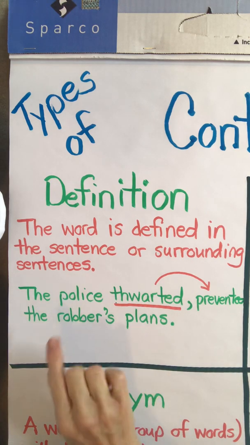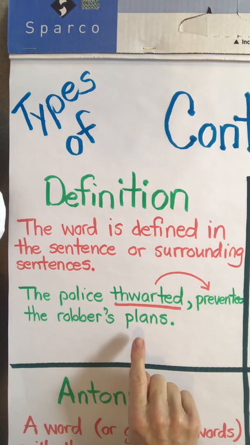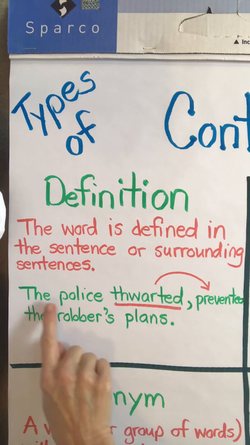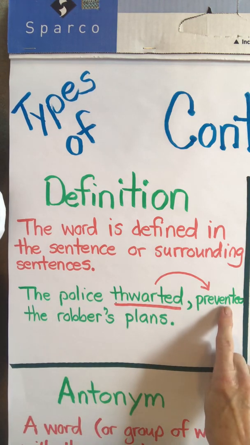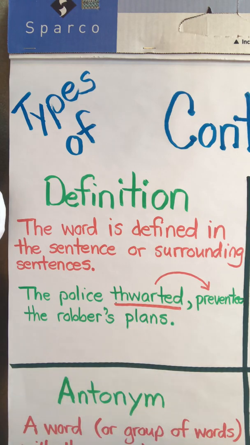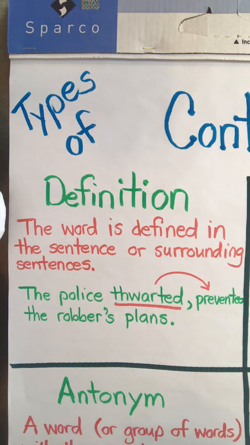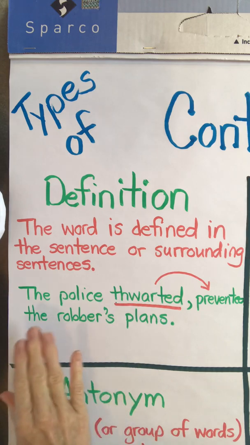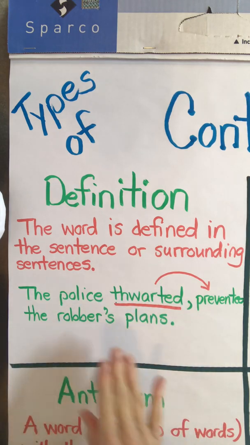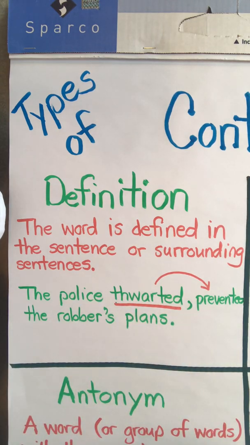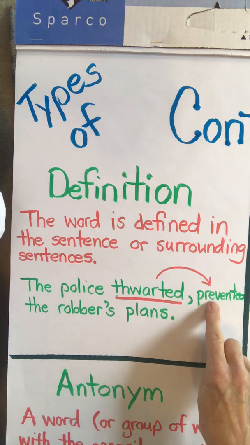So if you look at my example here, it says the police prevented the robbers' plans. Okay, so thwarted is a different word. We're probably not as familiar with that word. So what the author did, instead of just saying the police thwarted the robbers' plans and not giving us any clues as to what that word means, they told us right after the word.